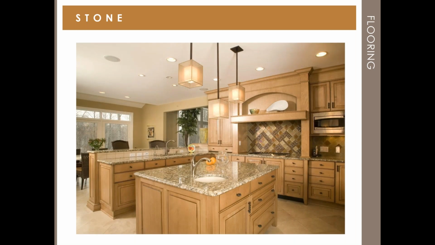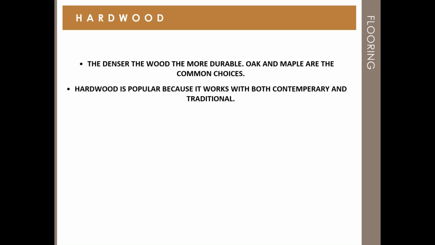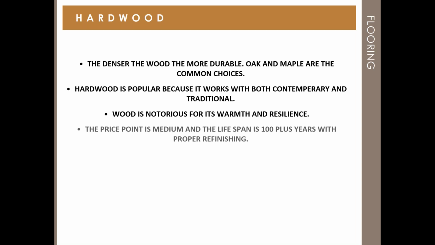Okay, there's a stone floor. But if I didn't do that kitchen, I couldn't tell you if that wasn't porcelain tile or stone. Hardwood. The denser the wood, the more durable. Oak and maple are the common choices. That would be white oak today, and maple. Hardwood's popular because it works with both contemporary and traditional. Wood is notorious for its warmth and resilience. Price point is medium and the lifespan is 100+ years with proper refinishing.